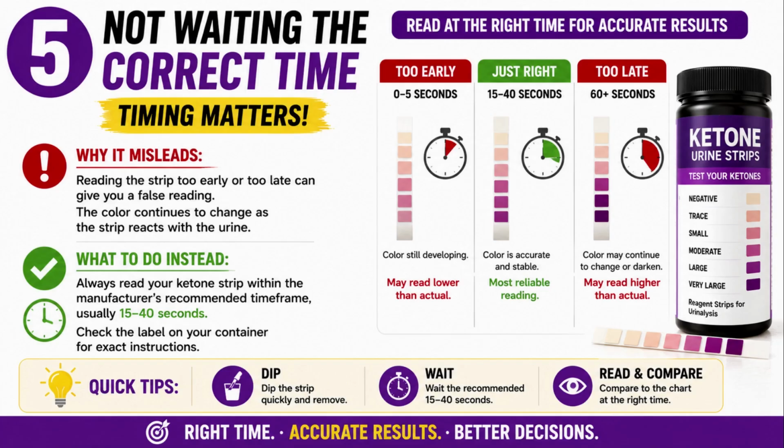Have a look here. Too early, 0 to 5 seconds. Just right, 15 to 40. Too late, 60 plus seconds. So dip the strip quickly and remove. Wait the recommended 15 to 40 seconds. The dip is usually up to 5 seconds. Read and compare to the chart at the right time, and right time, accurate results, better decisions.